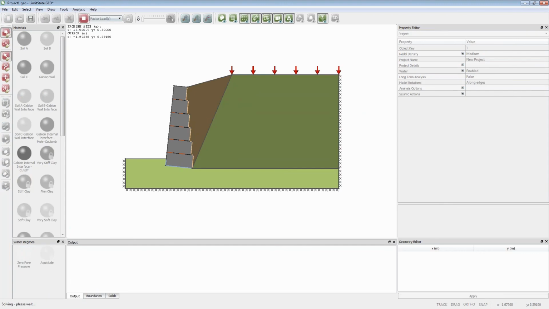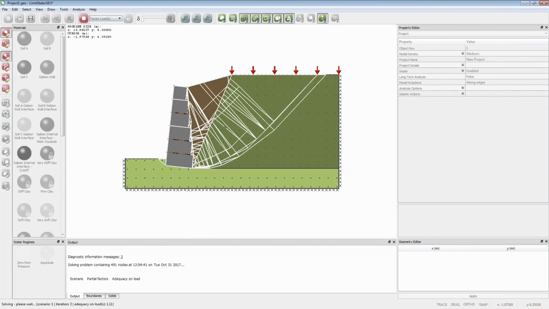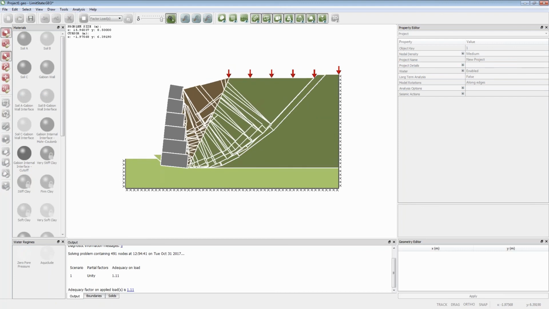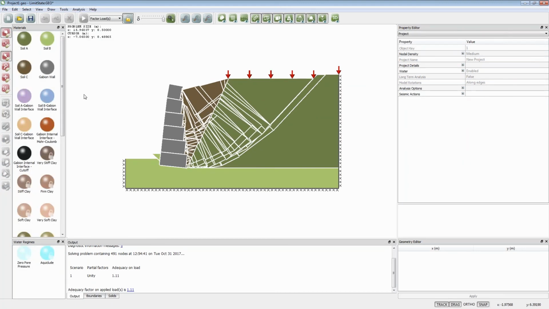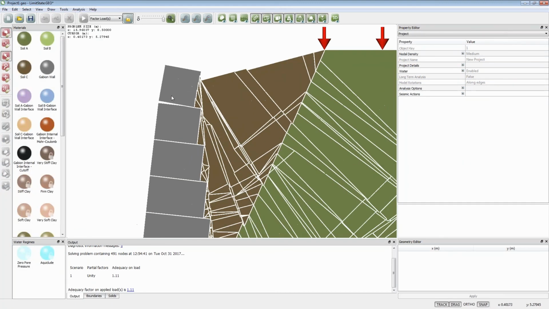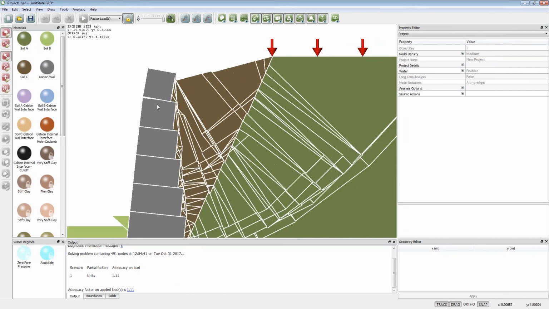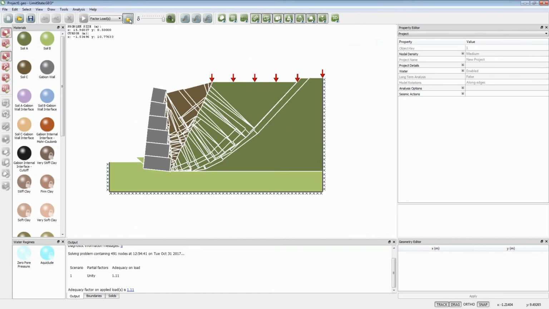So we click solve and see what happens. Now in this case the whole gabion wall is remaining pretty coherent, and the failure is essentially it's acting as a gravity wall. There's a little bit of rotation of this top gabion like that, with the other ones coming underneath it. And we're getting an adequacy factor bigger than 1, so that means our system is essentially stable.